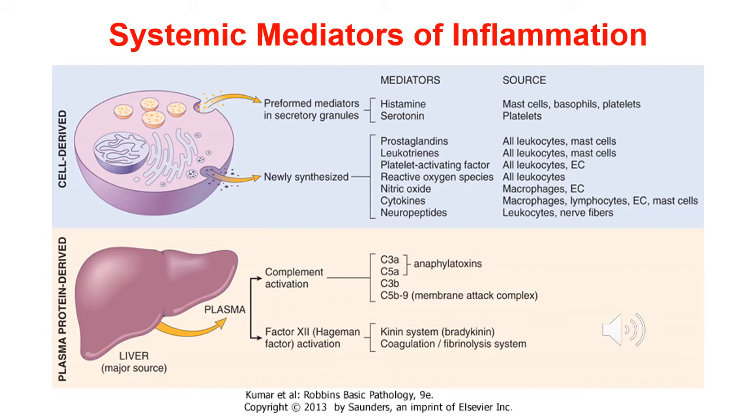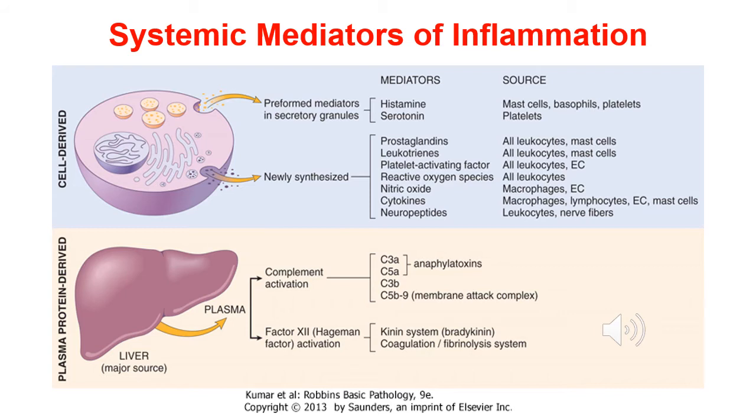So these are all cell derived, which means they are produced by the cells, which are mainly the leukocytes as well as the endothelial cells and platelets. The plasma protein derived chemical mediators means they are derived from the proteins which are already present within the plasma. And the major source for these plasma proteins, as probably you know, is the liver.